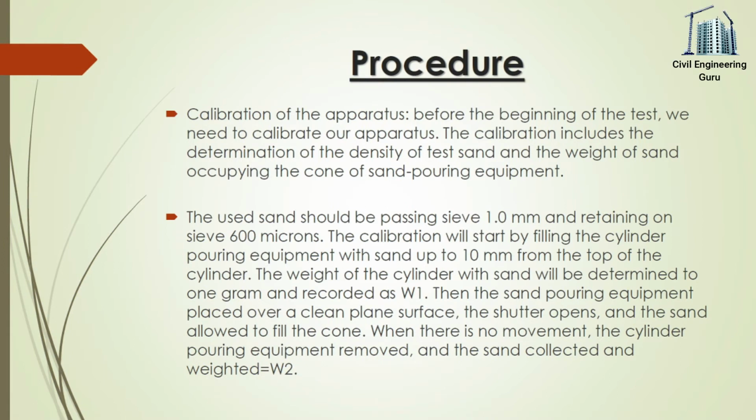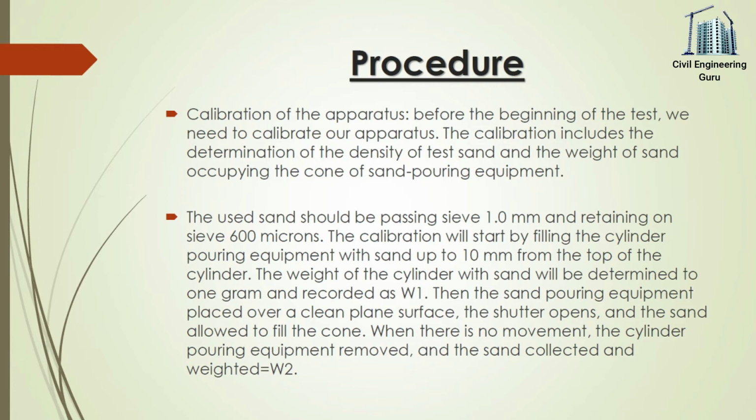Procedure. Calibration of the apparatus. Before the beginning of the test, we need to calibrate our apparatus. The calibration includes the determination of the density of test sand and the weight of sand occupying the cone of the sand pouring equipment. The sand used should pass sieve 1.0 mm and be retained on sieve 600 microns.